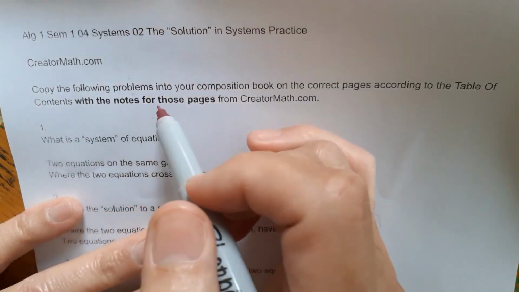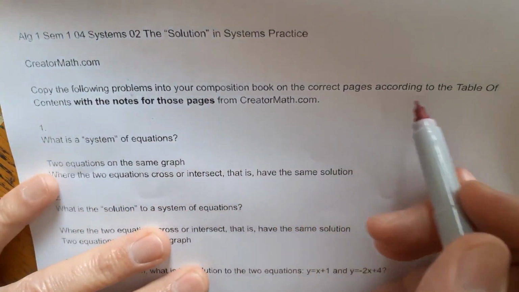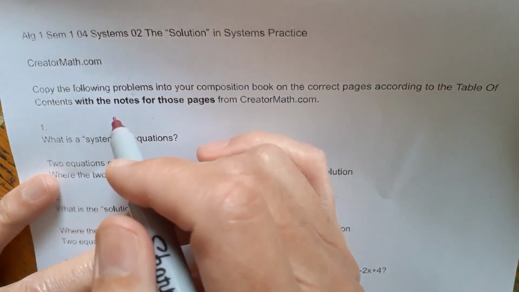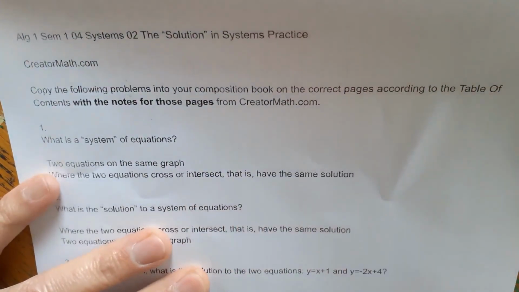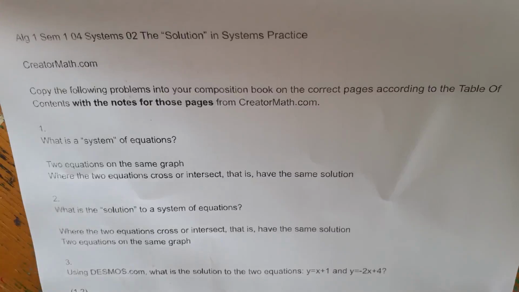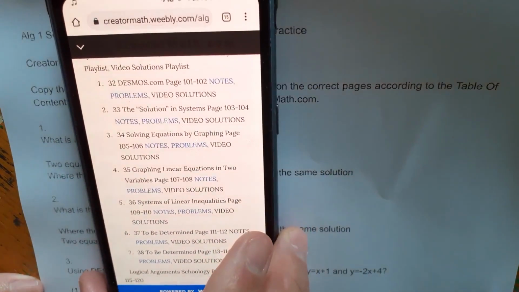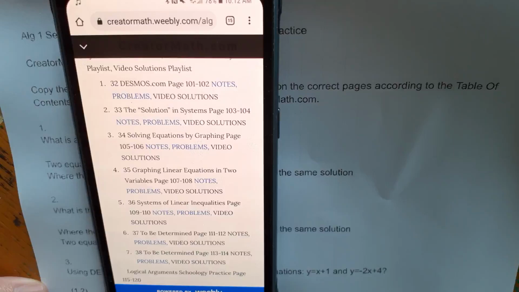The instructions are: copy the following problems into your composition book on the correct pages according to the table of contents, with the notes for those pages from creatormath.com. So what we try to do, and I've tried to do this on a regular basis, although I don't do it every time, is show you where those notes are. They're a little hard to find.